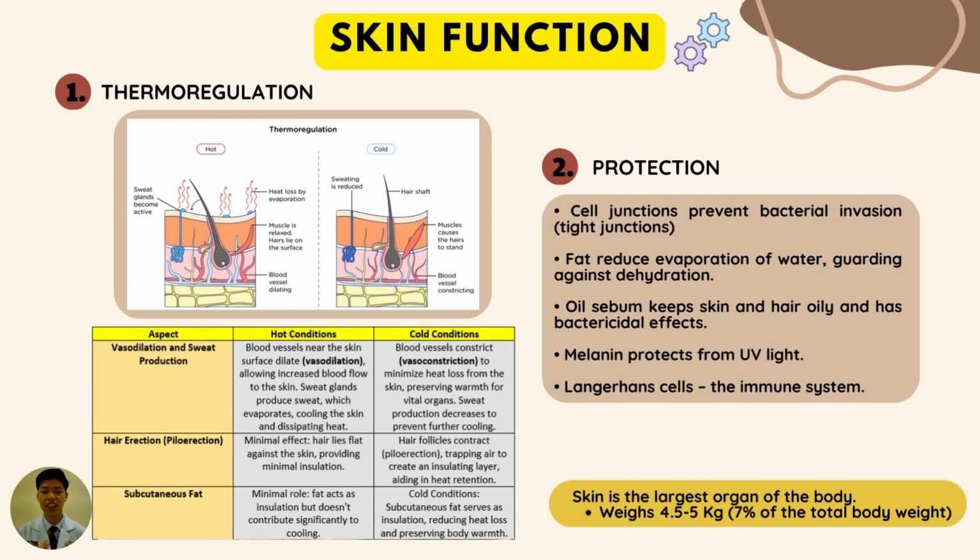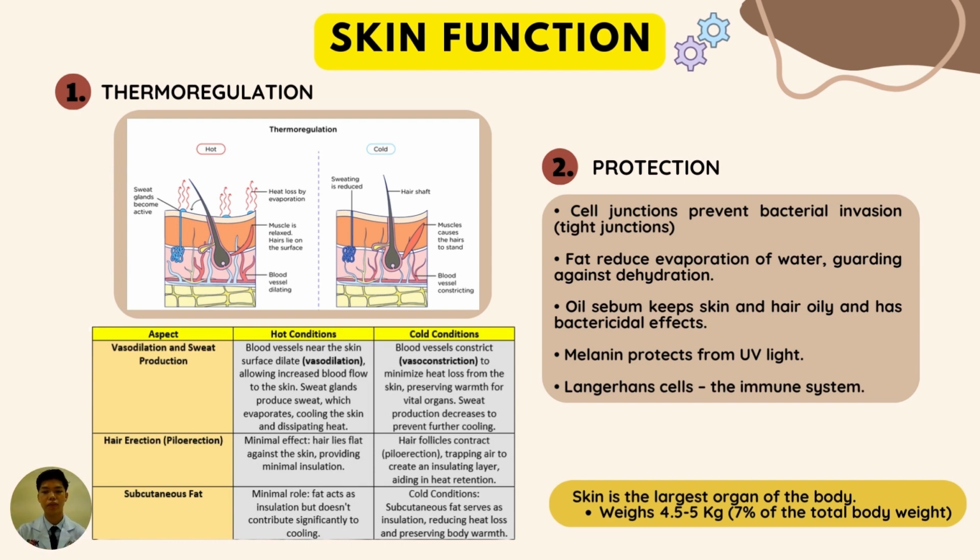So we will move to the next function of skin, which is skin as a protection. The cell junctions prevent bacterial invasion because the skin has tight junctions, and then the fat in skin will also reduce the evaporation of water, guarding against dehydration. And then the oil sebum on the skin surface will keep the skin and hair oily and has bactericidal effect. The production of melanin by melanocytes protects from UV light. Skin is the largest organ of the body, weighing 4.5 to 5 kg, which means 7% of the total body weight.